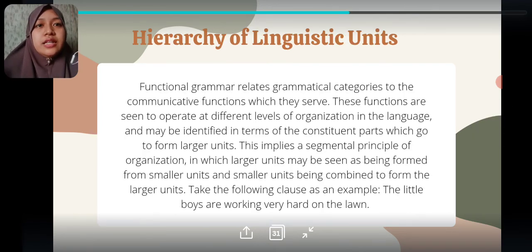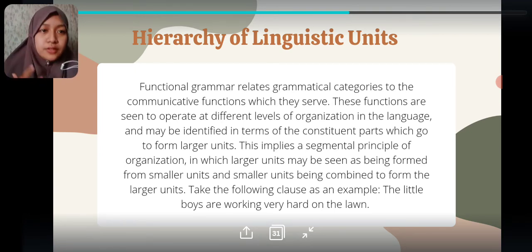And next is the hierarchy of linguistic units. Functional grammar relates grammatical categories to the communicative function which they serve. Their functions are seen to operate at different levels of organization in the language and may be identified in terms of the constituent parts which go to form larger units. This implies a segmental principle of organization in which larger units may be seen as being formed from smaller units, and smaller units being combined to form the larger unit.